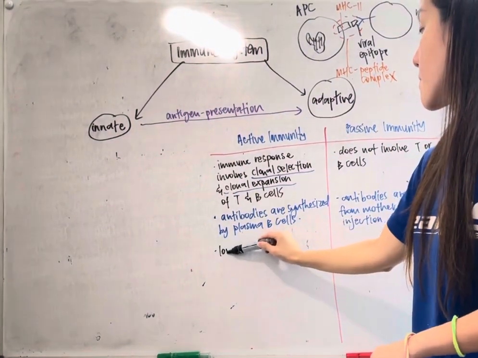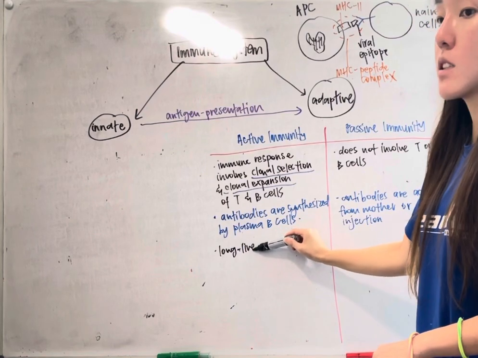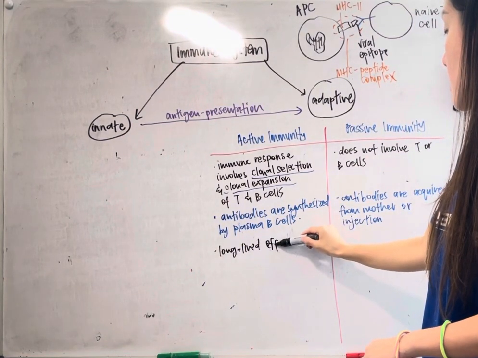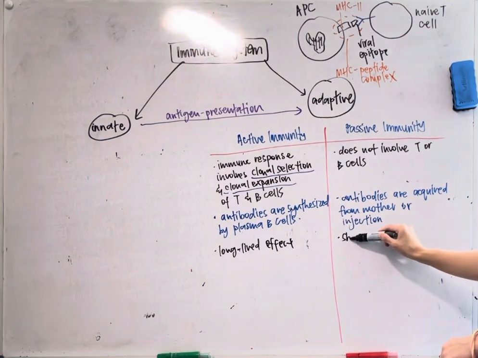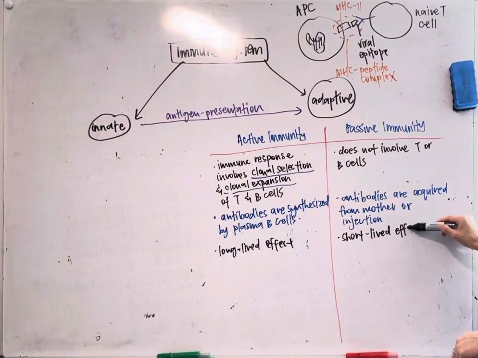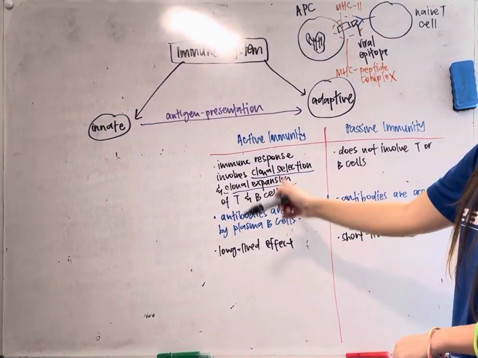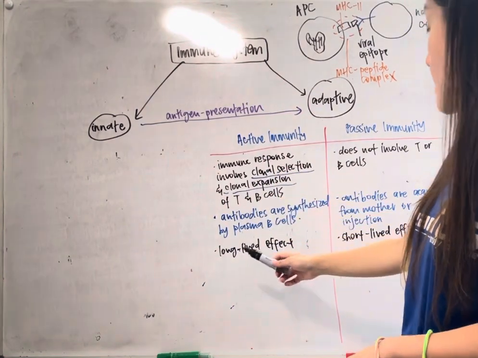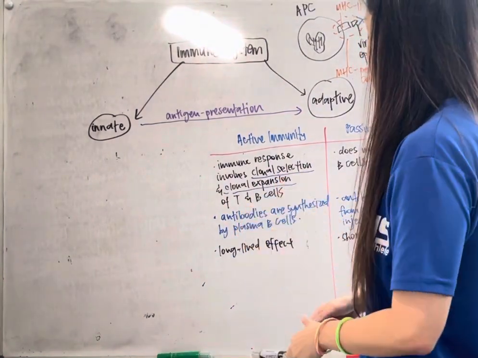So again, durability: we know this is a long-lived effect of your active immunity. This is going to be short-lived. Keep in mind, you should know already, I will be able to synthesize my memory cells. And later, let's hear the standard answer for these memory cells.